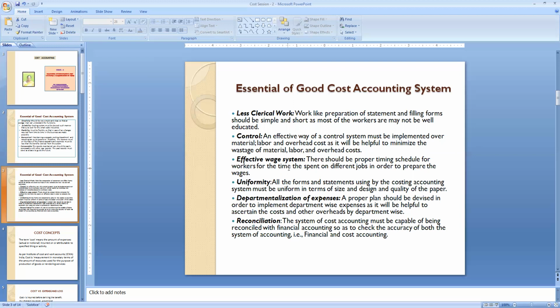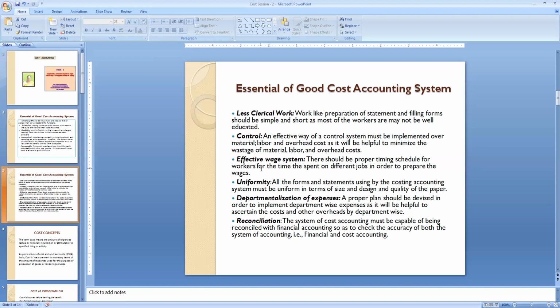And a good costing system must have an effective wage system. Whenever we pay remuneration to the laborers on the basis of the different jobs where they have worked, or on the basis of a proper time schedule worked by the workers, if good costing systems are there, we can also pay incentive plans or bonus plans. So such a system can be adopted by any type of organization.